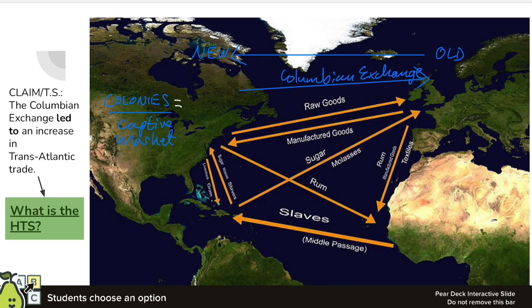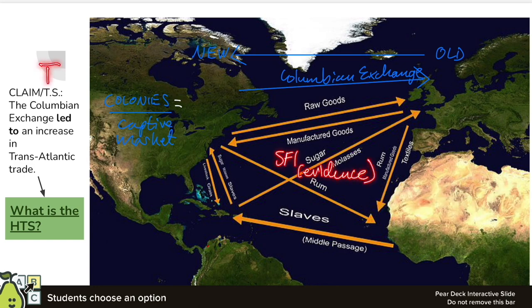That could be talking about the slave trade. It could be talking about the raw materials as we see New World, Old World, manufactured goods going to the New World from Europe, and then raw materials going from the New World to the Old World to be exploited by the colonizing countries of Europe. And so all of this here would be SFI backing up this claim.